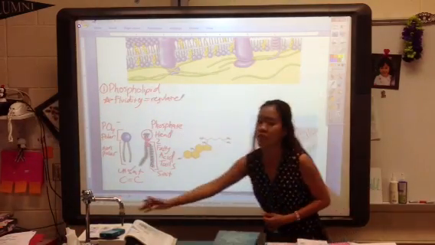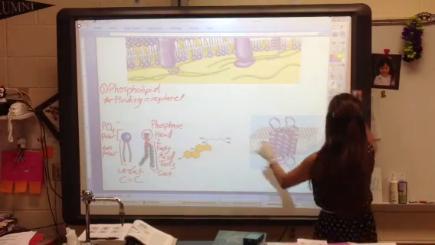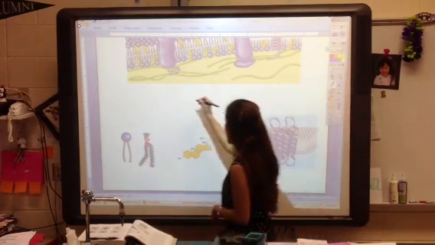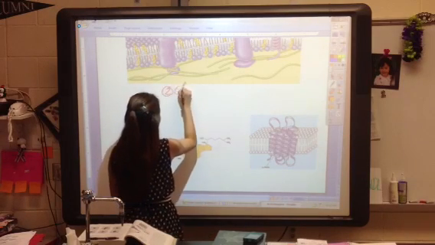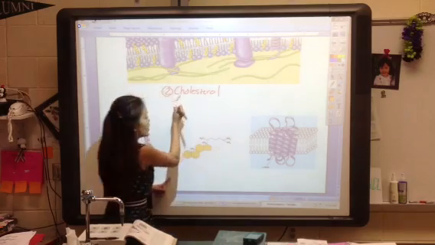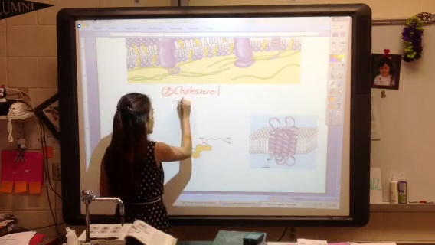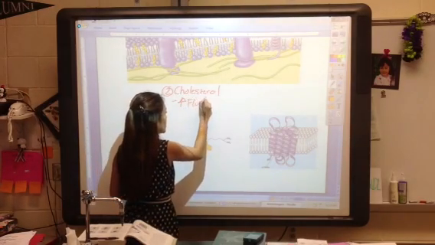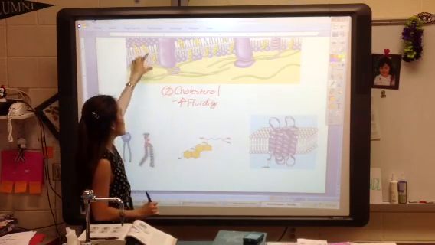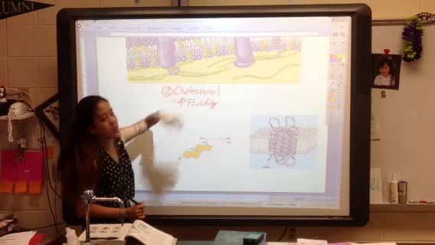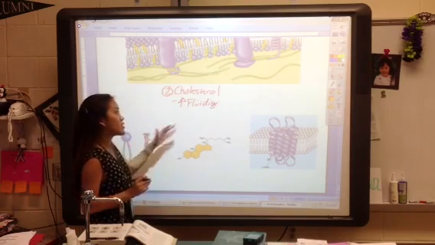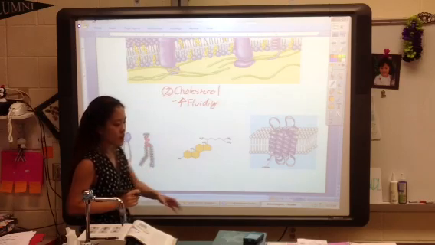The next structure that we want to take a look at is going to be our cholesterol. So number 2 is our cholesterol. Cholesterol is also going to increase the fluidity within our cell membrane. And it's actually acting like a little bumper within those phospholipids, creating a little more space between them. And that's going to increase the fluidity.